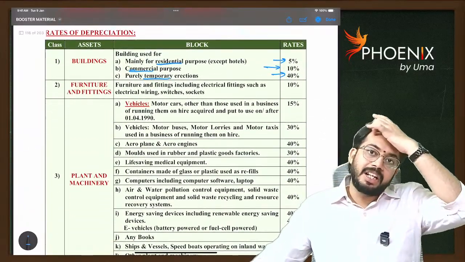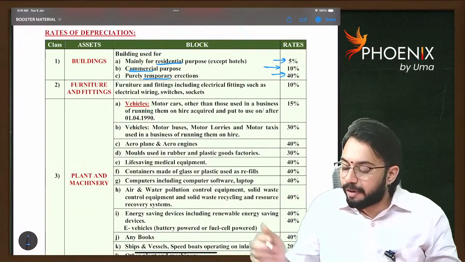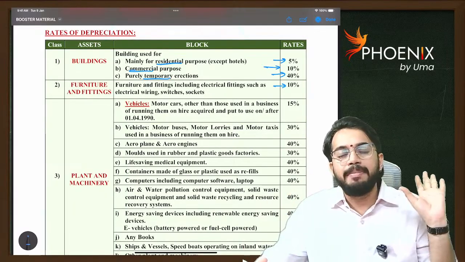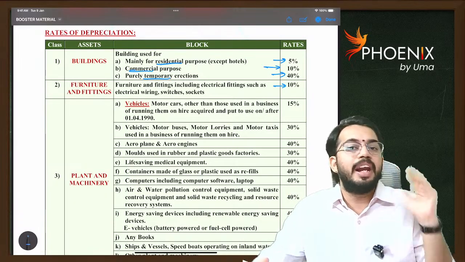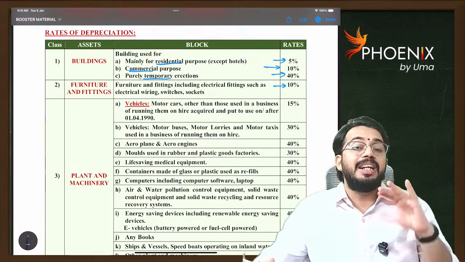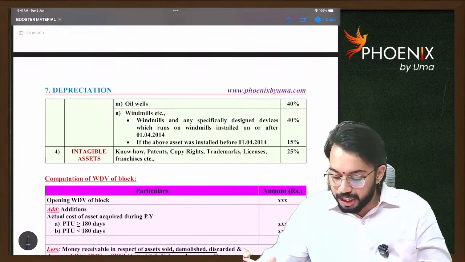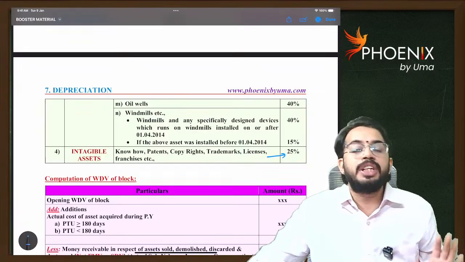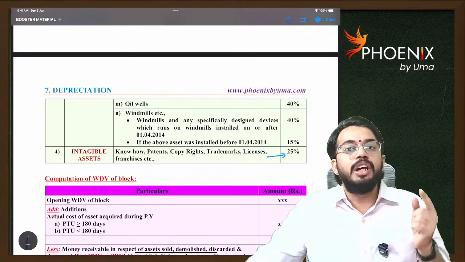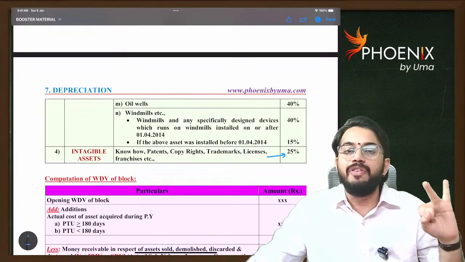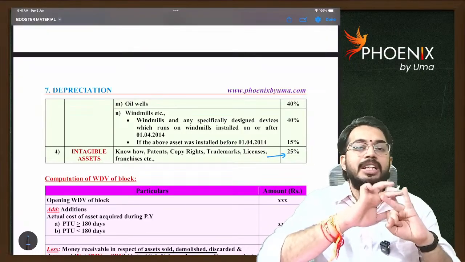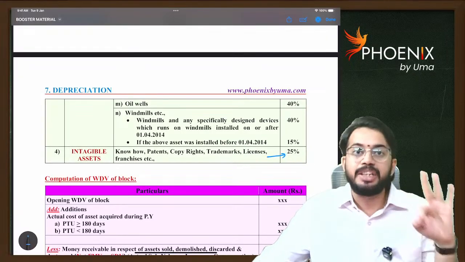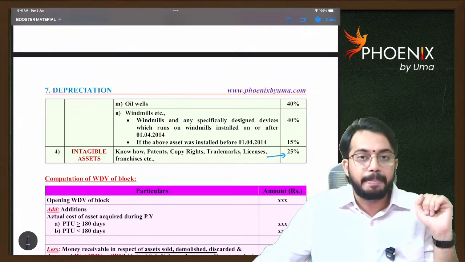Next, furniture. Rate of depreciation applicable for furniture is 10%. Very simple. Intangible assets rate of depreciation is 25%. Nowadays, there is no depreciation calculated on goodwill. So if you see land, if you see goodwill, on these two assets, you should not calculate depreciation. Are you able to understand? Furniture rate of depreciation 10%.